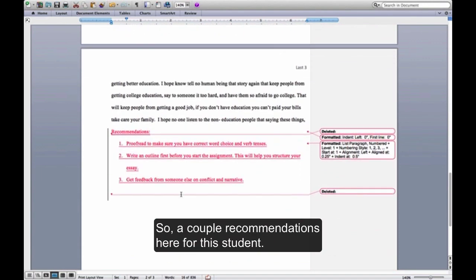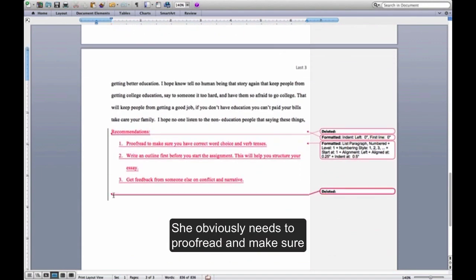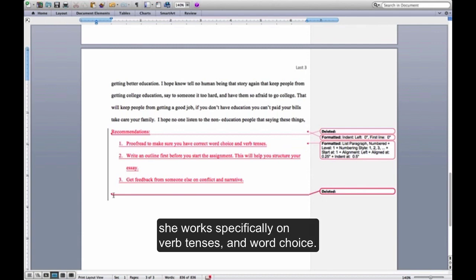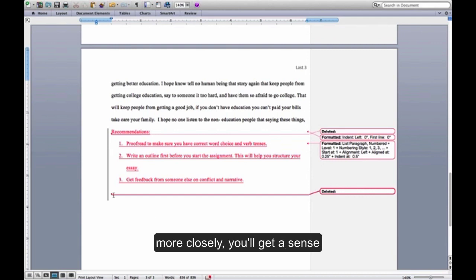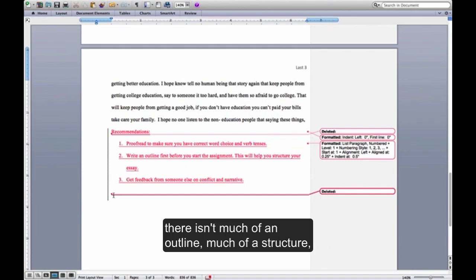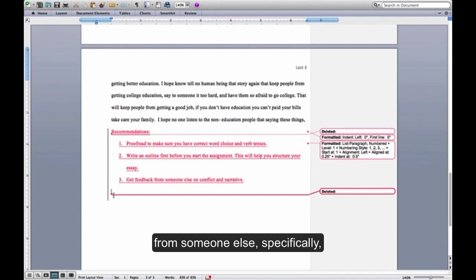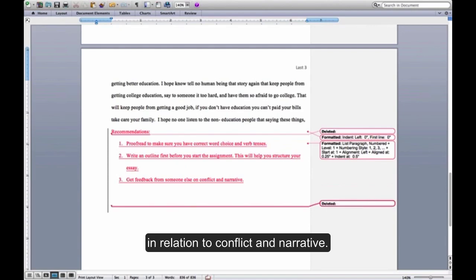So a couple recommendations here for this student. She obviously needs to proofread and make sure she works specifically on verb tenses and word choice. My sense from this student was that there was no outline. If you take the time to download the PDF and read this essay more closely, you'll get a sense that it's a little all over the place. There isn't much of an outline, much of a structure. And the student would clearly benefit from getting feedback from someone else, specifically in relation to conflict and narrative.